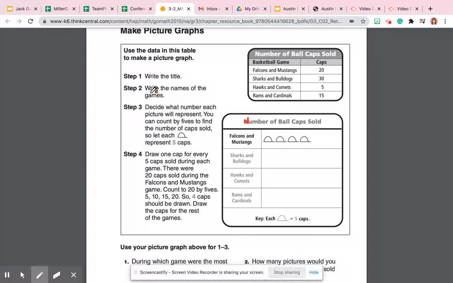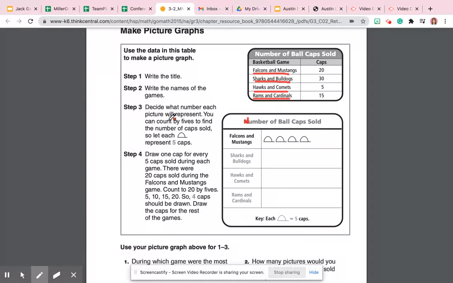Step 2 says write the names of the games. Over here, we have the names of all the games, right? So on your picture graph, you're going to trace over where it has the names of each game. All right? Once you do that, then step 3 says decide what number each picture will represent.